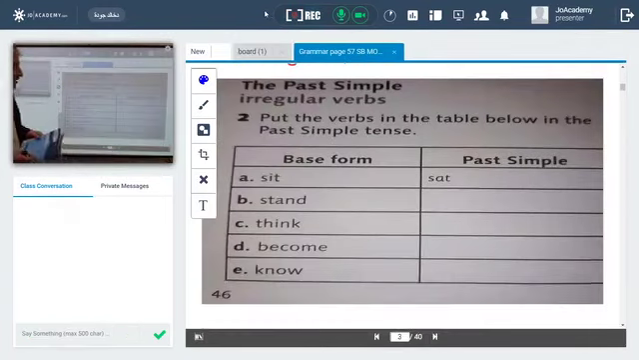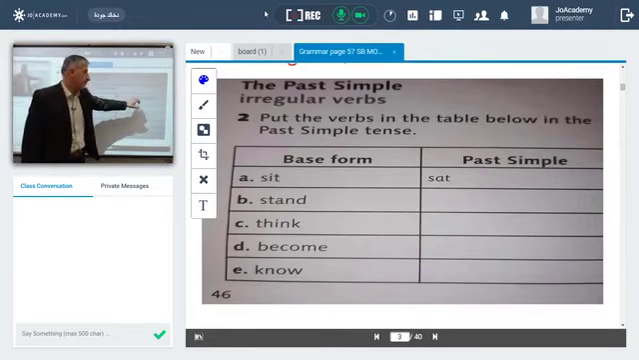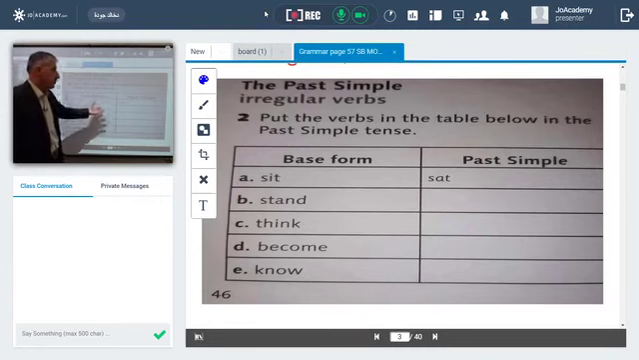Okay, so now let's go to the activity book. We have here page 46 of your activity book. We have to do this exercise. In this exercise we have a list of some verbs, and we need to change these verbs from the base form into the past simple. Put the verbs in the table below in the past simple tense. So we just need to change them from the base form or simple present into past simple.